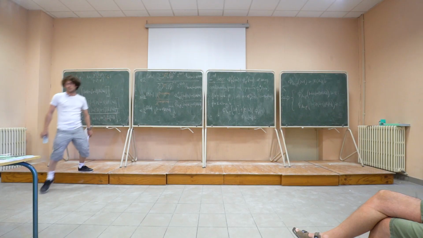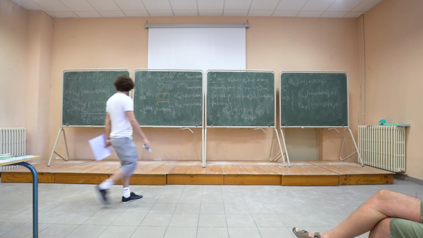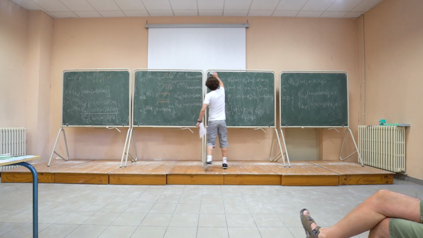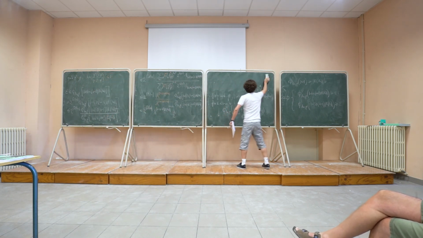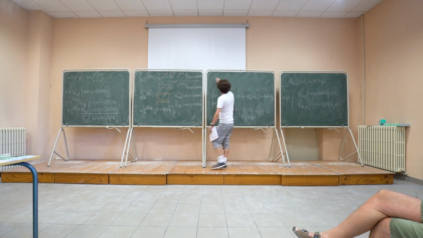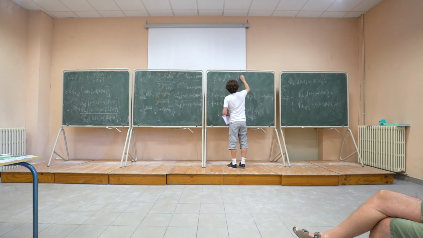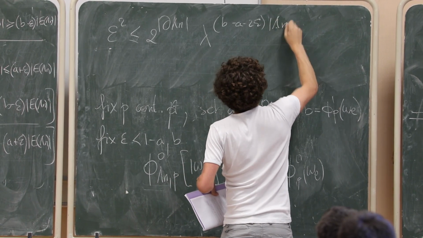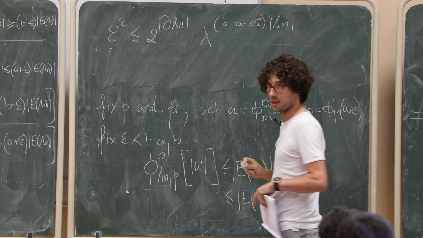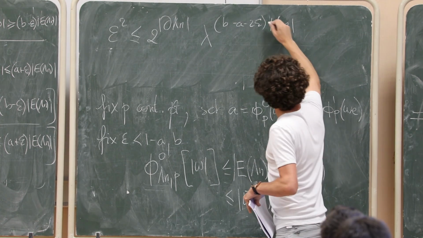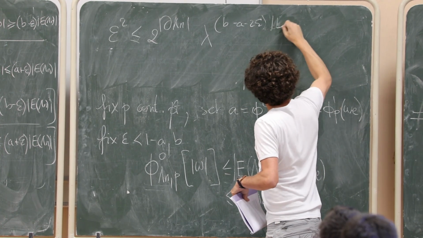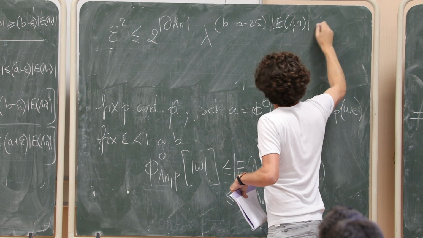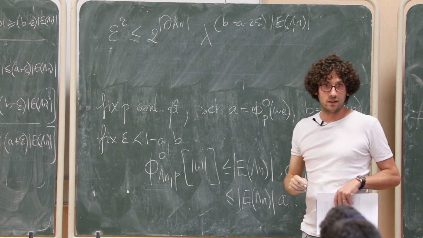Okay? So what did I just prove? I proved that epsilon squared was smaller or equal to 2 to the lambda n times lambda to the b minus a minus 2 epsilon, the size of lambda n, basically. Okay? Like d times this. Lambda is strictly smaller than 1.